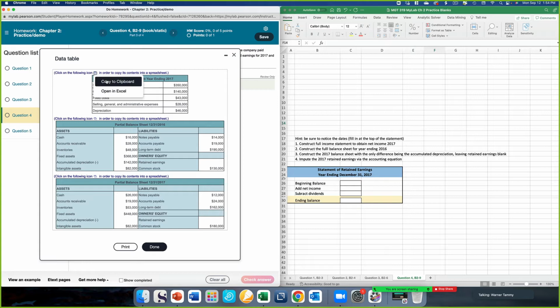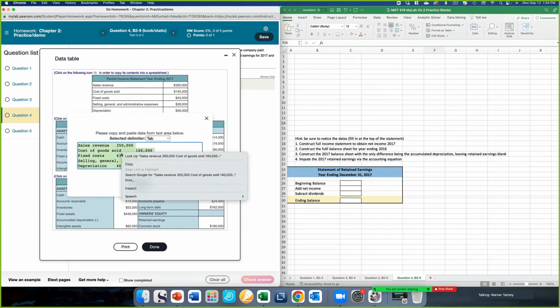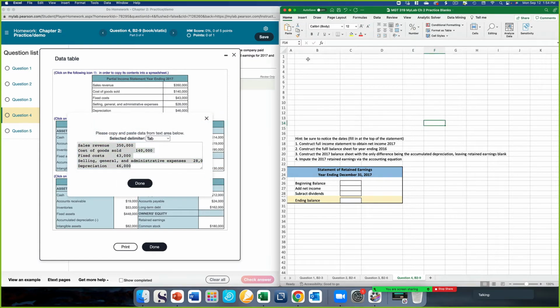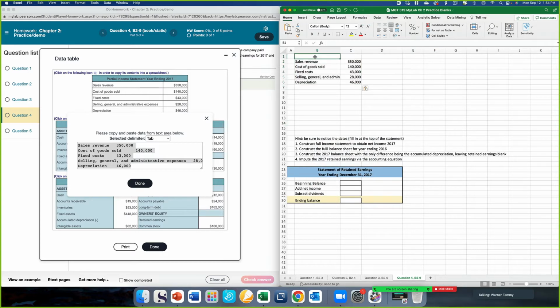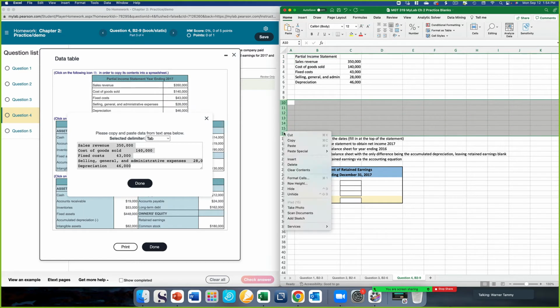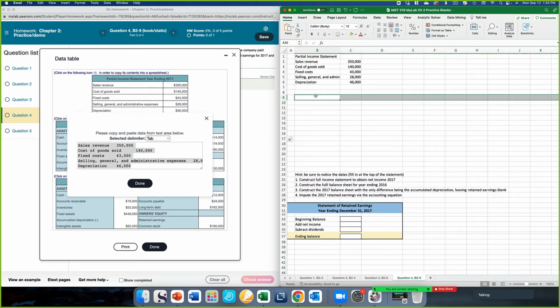So we go ahead and copy these. Paste it. And I should note that this is a partial income statement. And then the other thing is you probably want to add some rows. You want to insert some rows here. This is too crowded. Let's go ahead and insert rows before we put in our balance sheets.